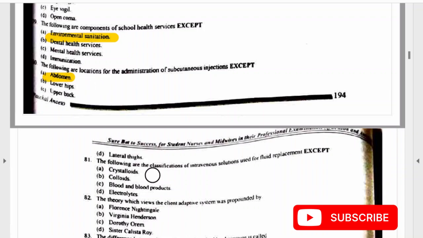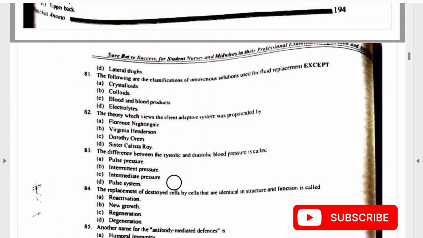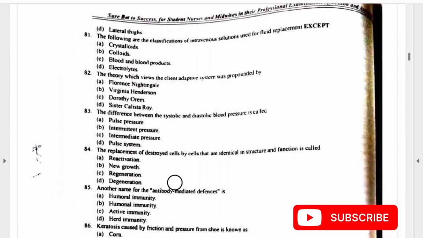Let's go for 81. The following are classifications of intravenous solution used for fluid replacement except. Now take a good look at it. Out of all the options, actually electrolyte is the odd one out, and I'll tell you why. So crystalloid, colloid, and blood products are actually classifications on their own. However, electrolyte is not a classification, it is just a component of each of them. Okay, so that's why electrolyte is not part of it.